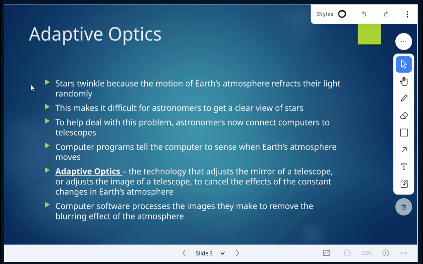It's the technology that adjusts the mirror of a telescope, or it adjusts the image of a telescope to cancel out the effects of the constant changes in the Earth's atmosphere. And this computer software processes the images they make to remove that blurring effect of the atmosphere.